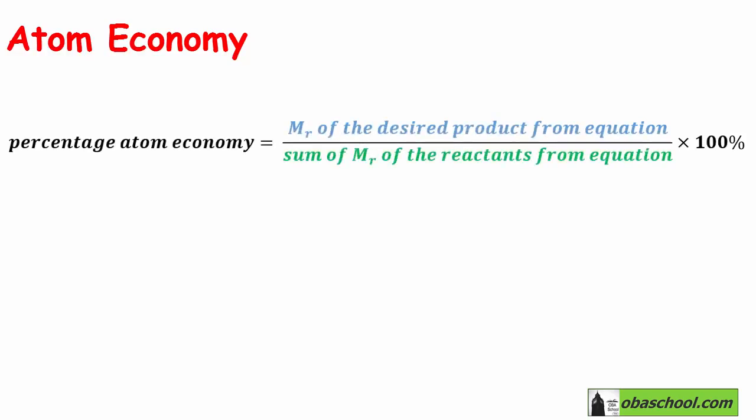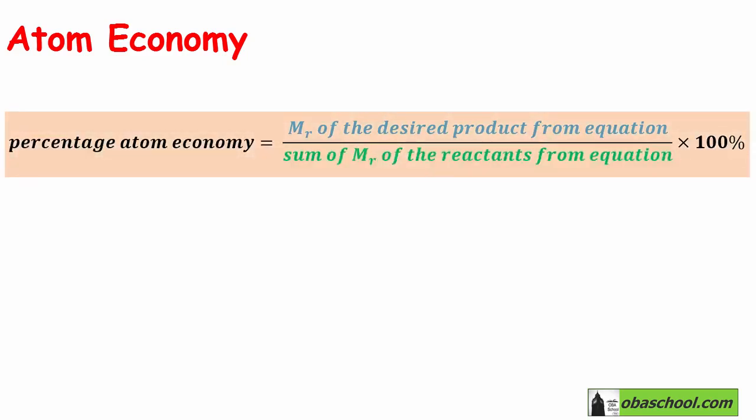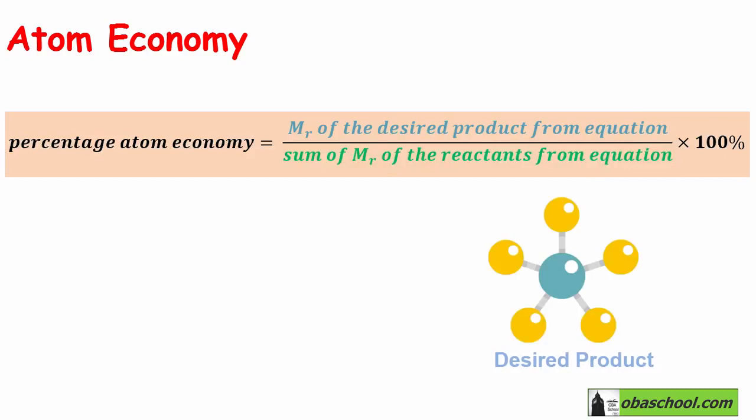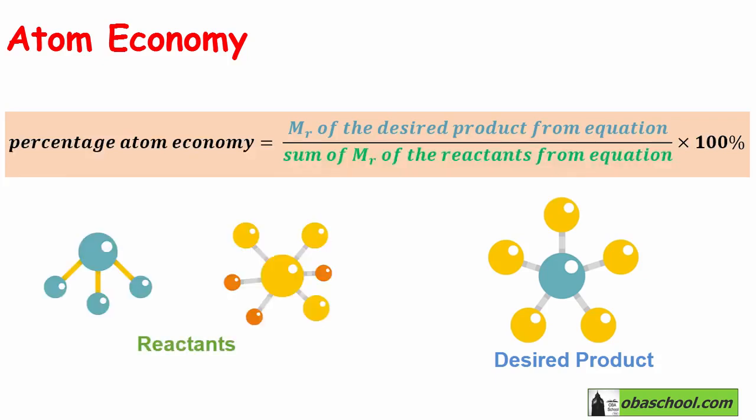This is the mathematical expression of the percentage atom economy. It's equal to the relative formula mass of the desired product from equation, so Mr of the desired product, the product that the company wants to sell, divided by the sum of the relative formula masses of the reactants from equation. So we will add the relative formula masses of all the reactants, times 100%. So again, the percentage atom economy is equal to the relative formula mass of the desired product from equation divided by the sum of the relative formula masses of the reactants from equation times 100%.